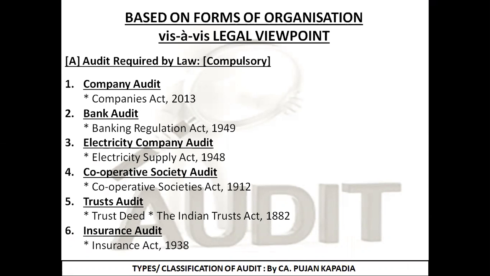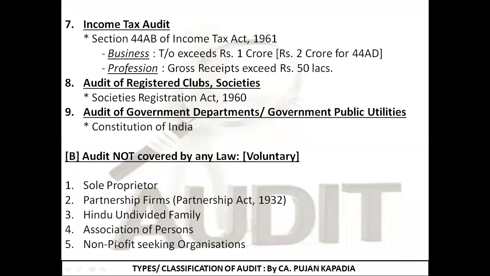First classification was on the base of the form of organization or the legal viewpoint, under which I had explained two broad classifications. First was compulsory, that is audit which is required under any law which is in force, under which we had studied various types of audit and the act under which they are supposed to be conducted. Under this, I had laid more stress on one thing, that was income tax audit. It is governed by section 44AB of the Income Tax Act 1961.